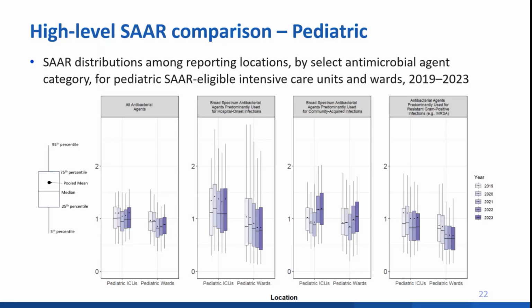We also provide SAAR distributions among reporting locations by these agent categories for pediatric eligible ICUs and wards from 2019 through 2023. And I do want to mention the increase in reporting this year in 2023 also allowed us to calculate full distributions among specifically pediatric medical ICUs for all SAAR types for the first time.